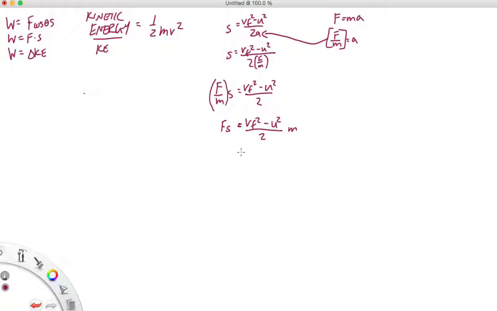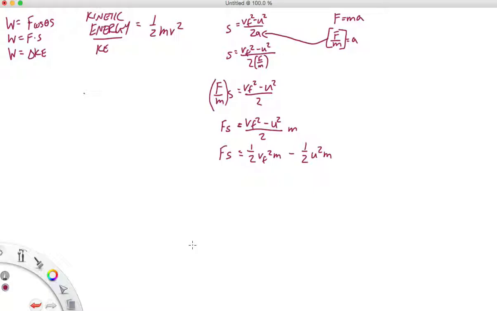So I'm going to take this divided by 2 right here, this denominator, and make it look a little bit more tidy. VF squared, and this whole thing is multiplied by m. So I'm going to say this is times m minus 1/2 U squared times m. So what I did there is I took 1/2 and I multiplied by each one of these terms, and I multiplied each of those terms times m. I just rewrote this side. And this whole thing still equals Fs.